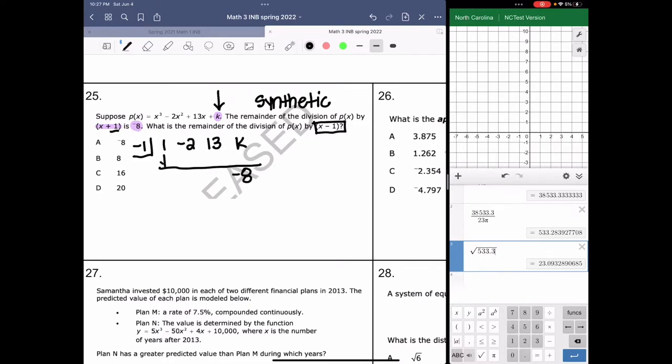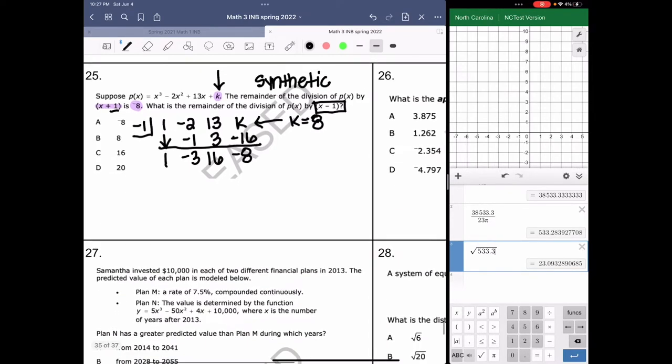So I'm going to go through, and I'm going to do negative 1 times 1 is going to be negative 1. Add that, get negative 3. Negative 1 times negative 3 is positive 3. That's going to give me 16. Negative 1 times 16 is negative 16. So the question is what does K have to equal in order to add negative 16 and get negative 8? Well, K would have to equal 8.